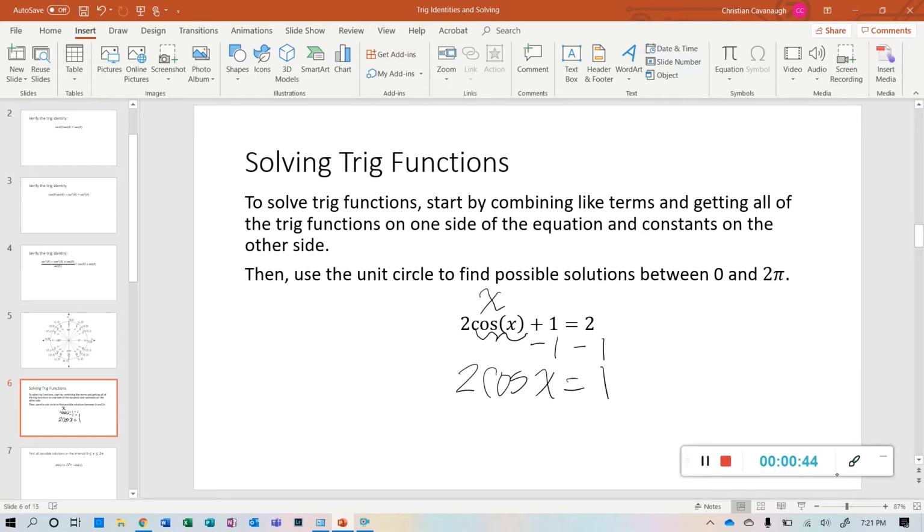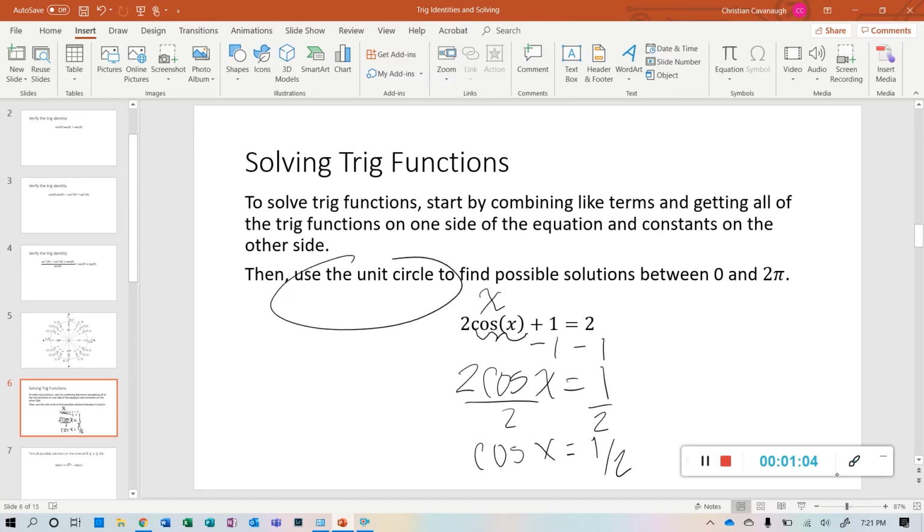And so now you're going to have, basically, in your head, think of it as 2x equals 1. And so if you had 2x equals 1, the way you would solve it is you would divide by 2. So now you have x, or in reality, cosine x, equals 1/2.